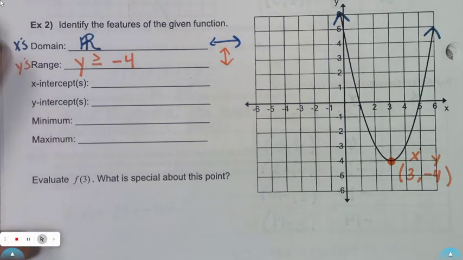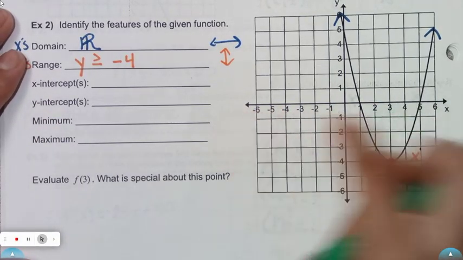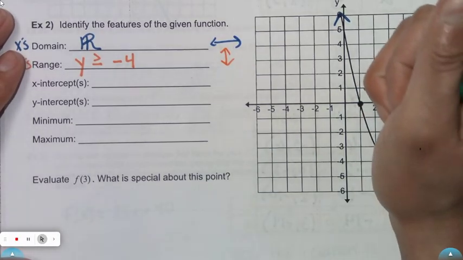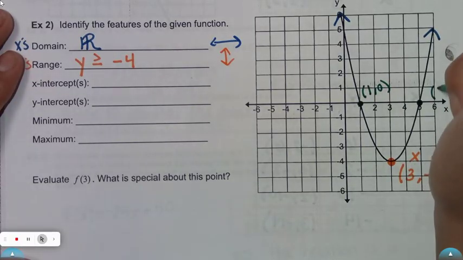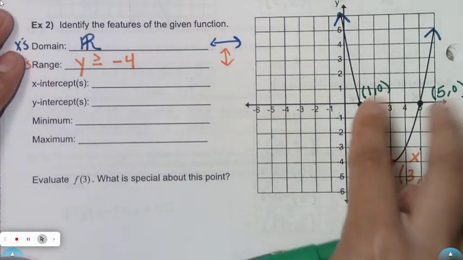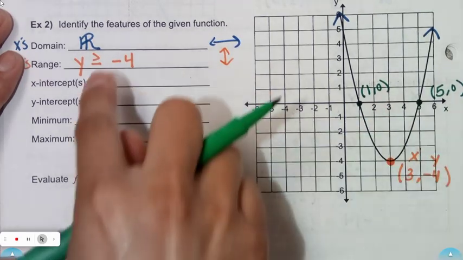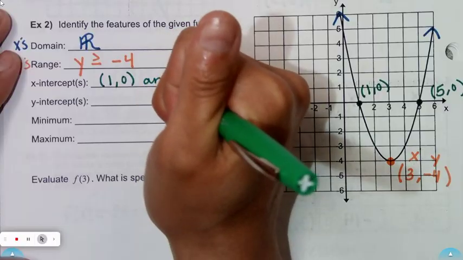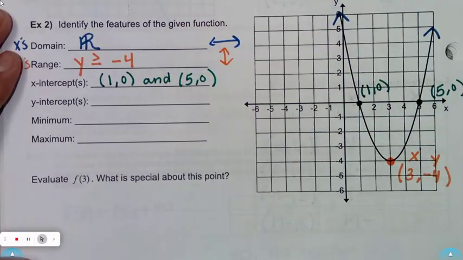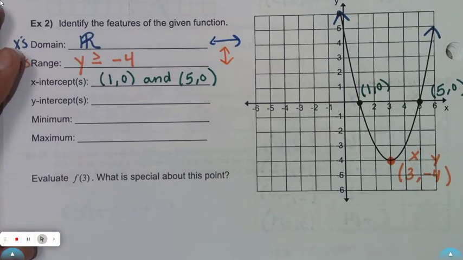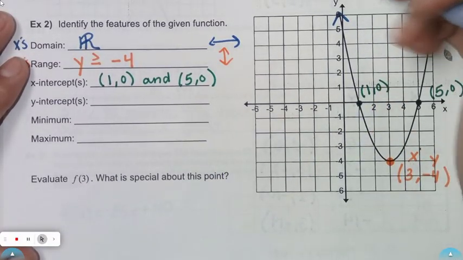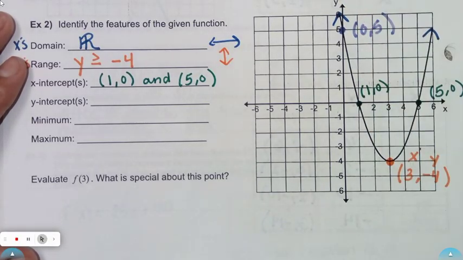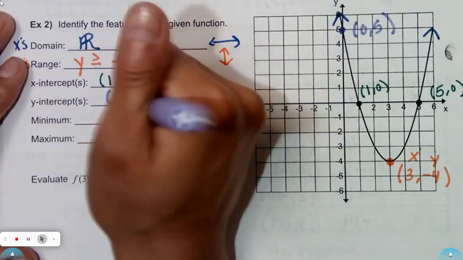Okay, I'm going to see if I have any x-intercepts. That's where it touches the x-axis. It touches here and here. This is at 1, 0, and this is at 5, 0. You have to write the full thing. You cannot just write 1 and 5. So my first one is at 1, 0, and my second one is at 5, 0. Y-intercepts is where it touches the y-axis. It touches the y right here. That's at the point 0, 5. So I'm going to write 0, 5.